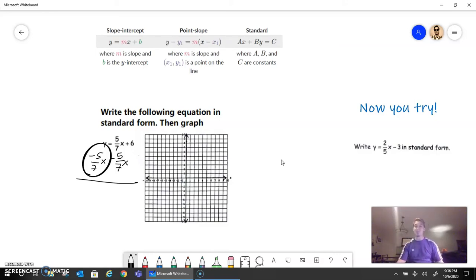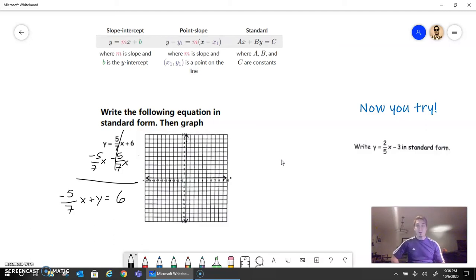I'm going to tack it on the front, and the reason for that is standard form of the equation is ax plus by equals c. So by convention, we have the x term in front. So I'm going to say negative 5/7 x plus y is equal to 6.